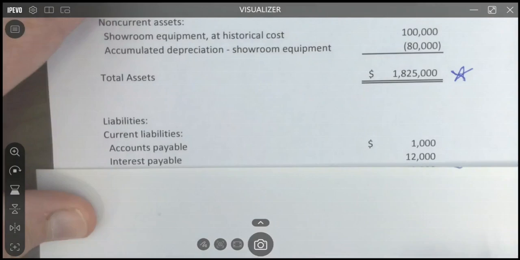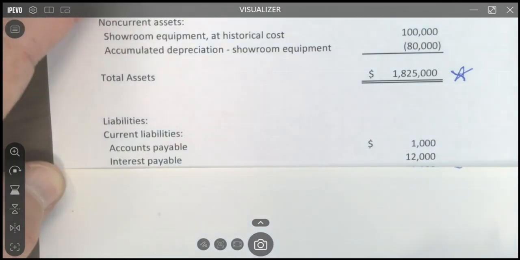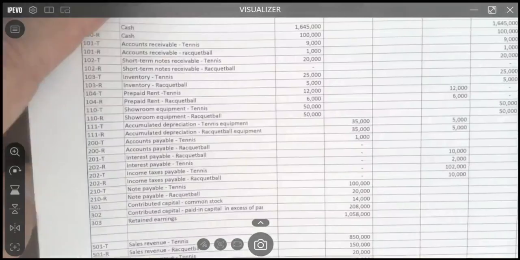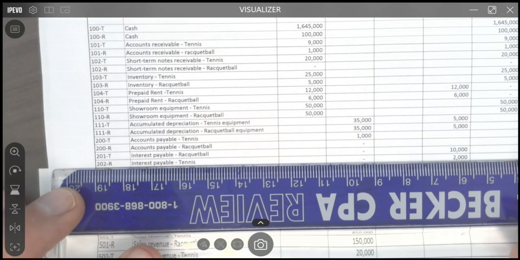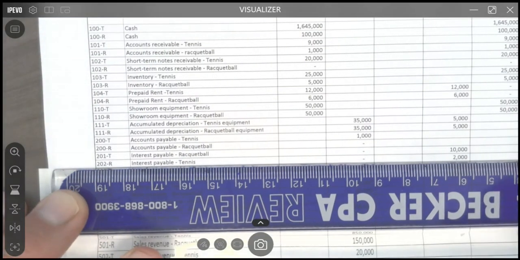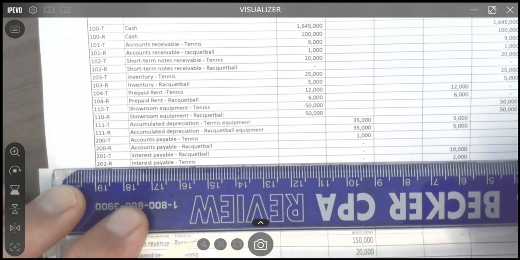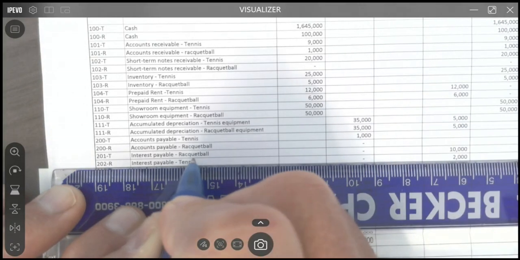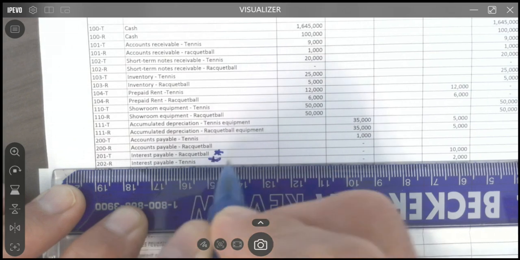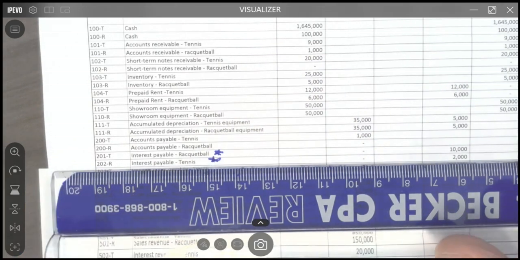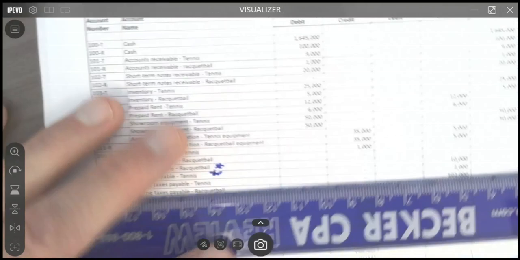The interest payable is 10,000 at the tennis division, and actually I have to look at this closer. I might have them out of order here. The interest payable is actually 10,000. We have to pay attention to the account titles here associated with the racquetball division and 2,000 associated with the tennis division. So that's a total of 12,000.